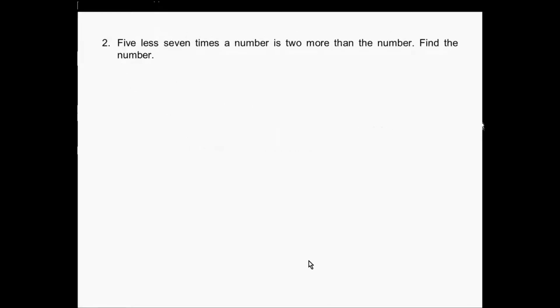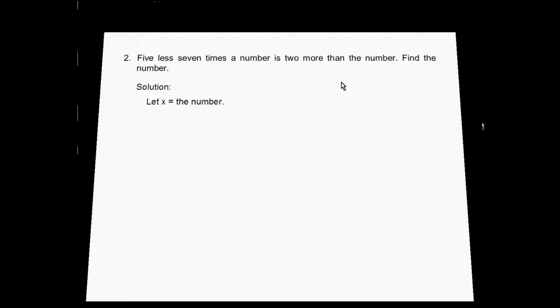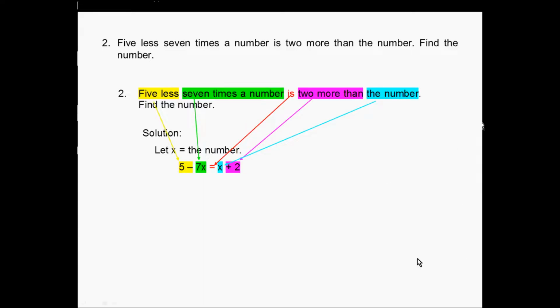Let's try another one. I have 5 less, 7 times the number, is 2 more than the number. Find the number. So 5 less, 7 times the number, is 2 more than the number. Find the number. Okay, again, for lack of a better name, let's call the number x. Here is our verb of being that means equals. So 5 less 7 times x. So 5 minus 7x equals x plus 2. Again, here's where everything is coming from.